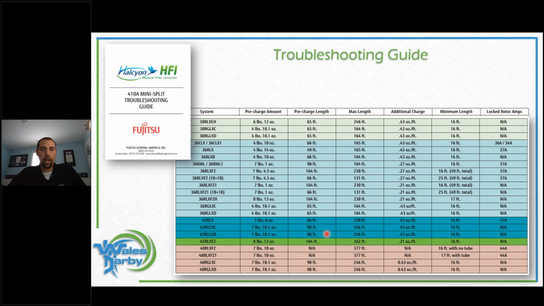We open up the back 2 pages and we have all our current models, with the pre-charge amount based on model or system on the left, and pre-charge length. So for this amount of refrigerant that comes from the factory, I can go this far. Then the max length for the whole system, the additional refrigerant I have to weigh in if I go over the pre-charge, and the minimum lengths we have to maintain. Again, all great information in paper format.